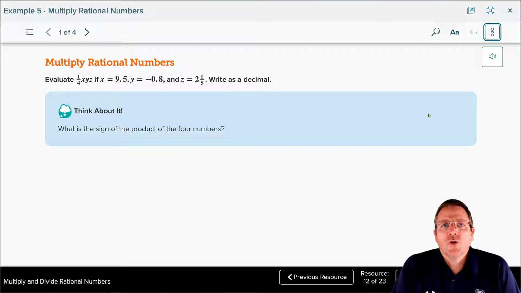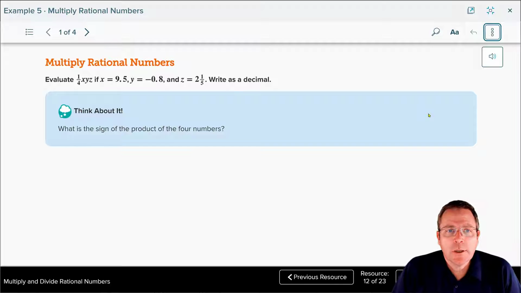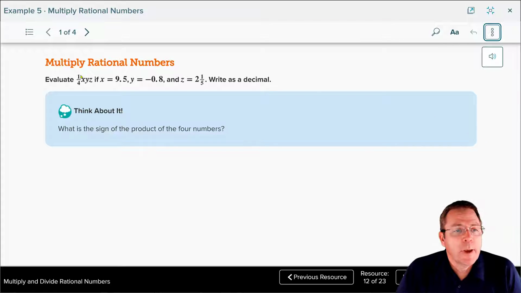Welcome back for part 2 of chapter 3, section 8. That's a lot of numbers: multiplying and dividing rational numbers. Here we're going to step up our game a little bit. You can see in this problem we've got it set up algebraically with 1/4 times x times y times z. But the kicker comes in that they've mixed in some decimals and some fractions.